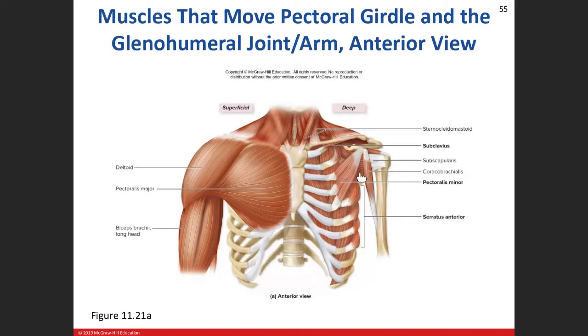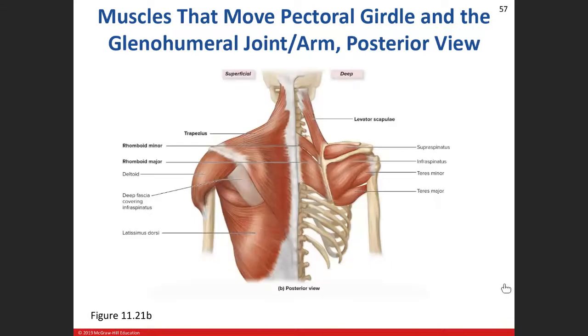Here's a good picture of pectoralis minor. Again, we're familiar with pectoralis major, but pectoralis minor is deep to that. And then you can see here's serratus anterior. You can't really see it on this model, but serratus anterior wraps around and attaches onto the medial border of the scapula.